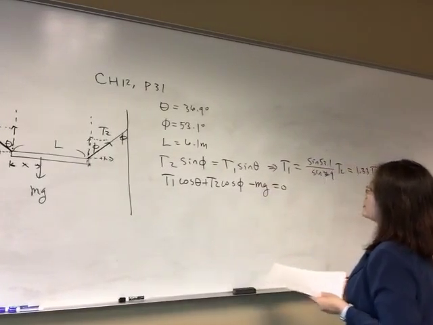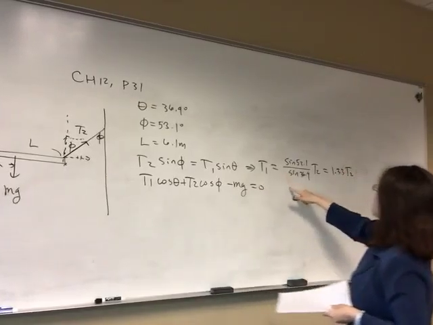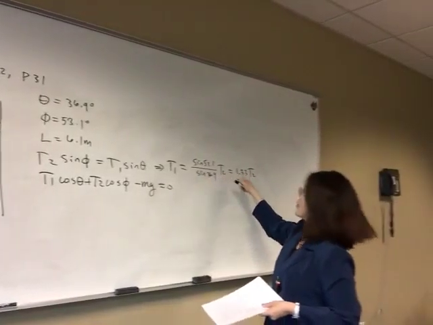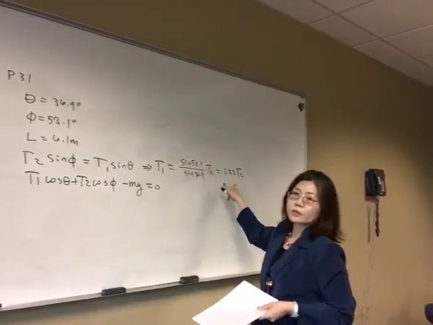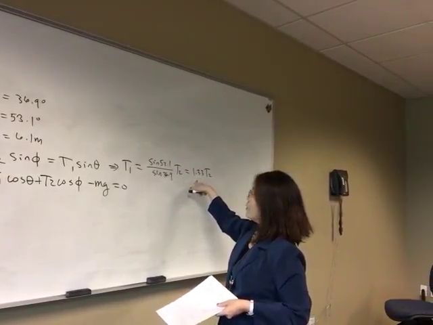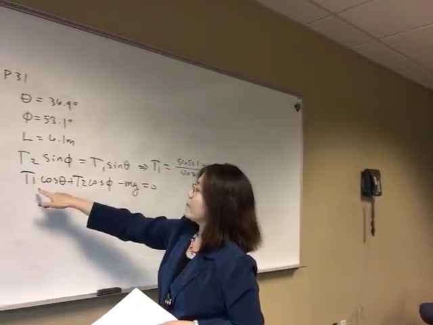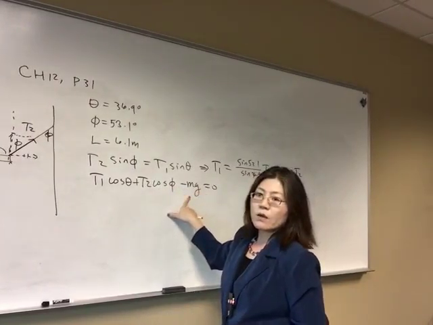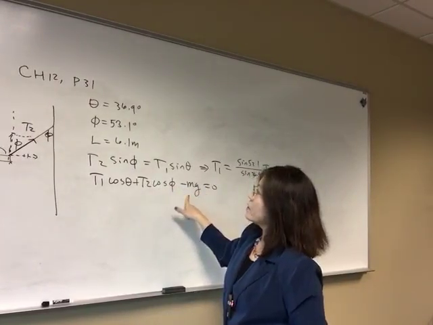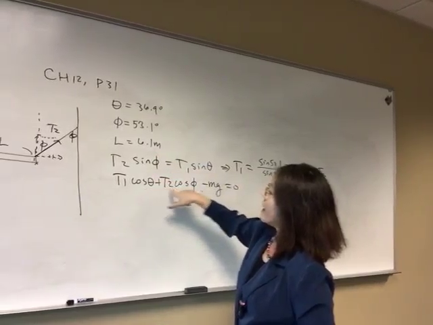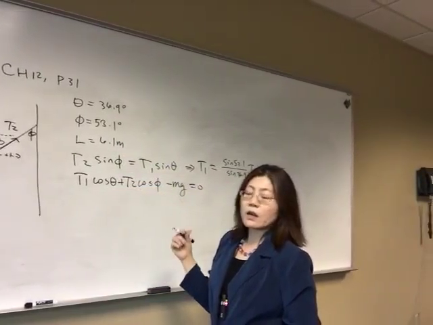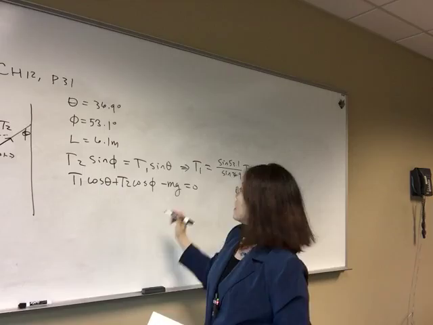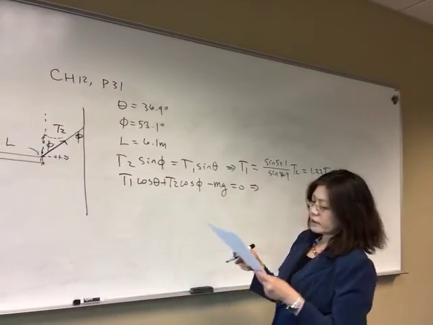So what we can do is this: we don't know T1, we don't know T2, but we do know that T1 and T2 are related to each other. In this equation you have T1, T2, and m. All these are not given. So what you can do is plug in the numbers for these angles, and then see what you get.